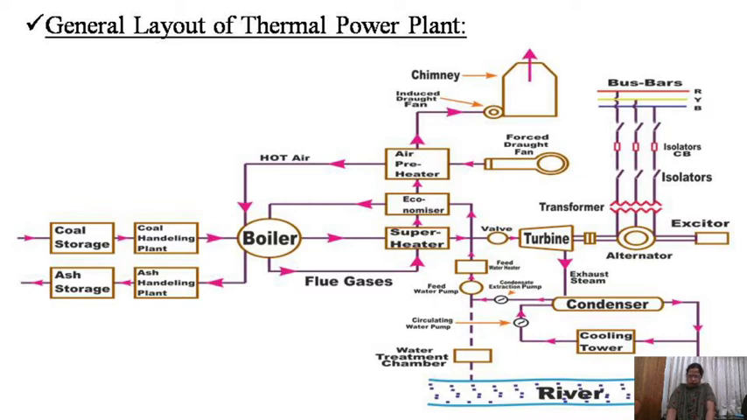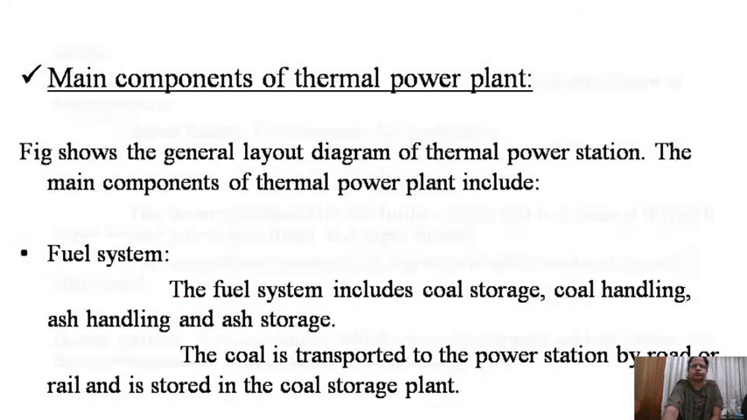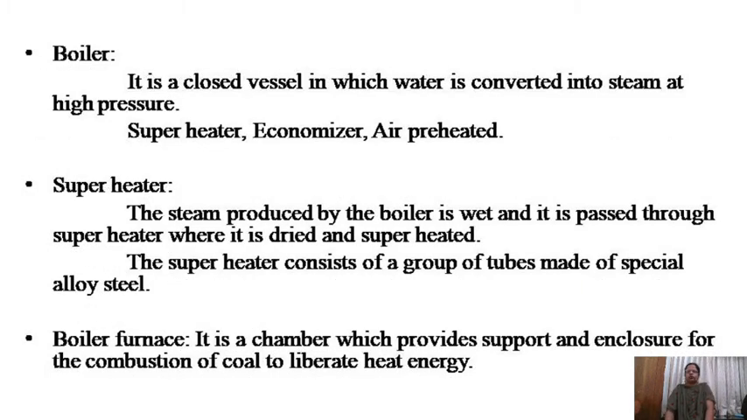The coal is burnt in the boiler and ash is produced. After the combustion, the ash produced is passed on to the ash handling plant, then to the ash storage plant for disposal. Now, the next part is the boiler. Boiler is a closed vessel in which water is converted into steam at high pressure and temperature by utilizing the heat of coal on combustion.